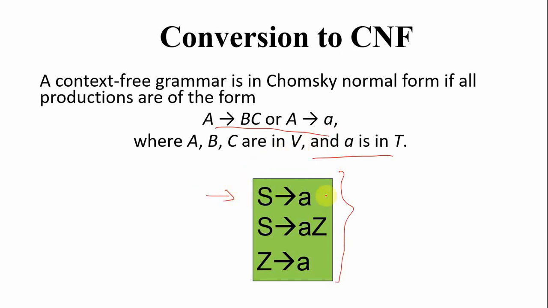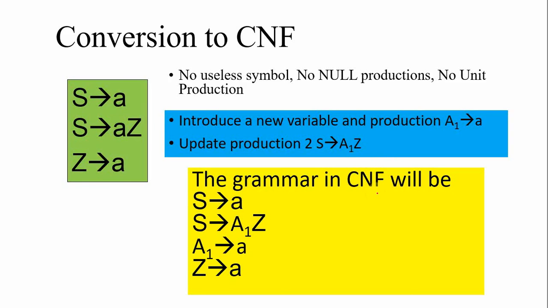I would say no, because S gives a, yes, absolutely fine, it is of this form. Z gives a is also fine, it is also following this pattern, but S gives aZ is not in the expected form. Okay, so we should have two variables or a single terminal. So these two are having single terminal, but here it is not having two variables. So this is not in Chomsky normal form. We need to convert that into its equivalent CNF. Let's see how it is done.